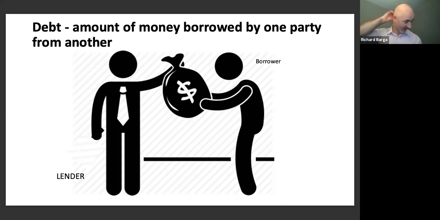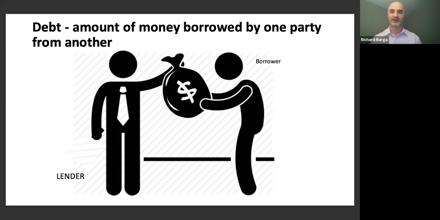Okay, and so the opposite of equity, if we think back to our sources and uses, would be debt. And debt is a very, very powerful instrument. But just so that everyone is aware of the same terminology, debt is an amount of money that is borrowed from one party to another. The person who is borrowing the money is called the borrower, and the person who is lending the money is called the lender.